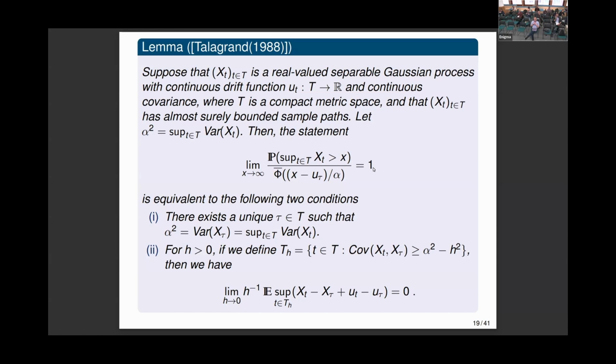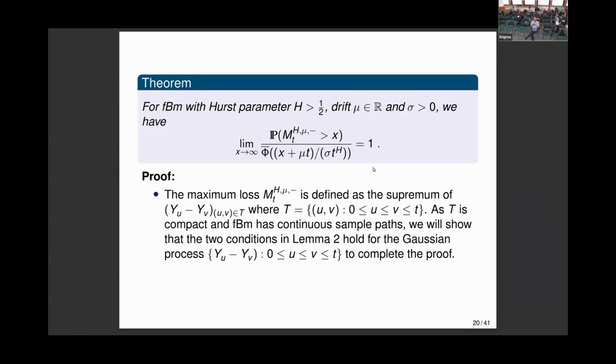Or if supremum, it's equivalent. So we wanted to, because the maximum loss is the maximum of the loss process, and the loss process is also a Gaussian process, we wanted to apply Talagrand's result on the maximum loss. And for Hurst parameter greater than 1/2, and for fractional Brownian motion with drift and diffusion case, we actually have the same result.